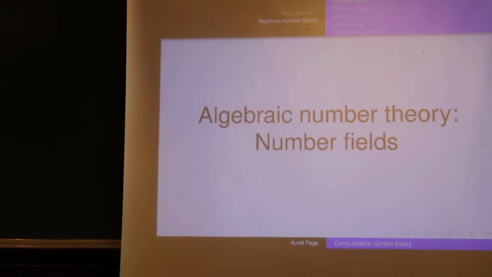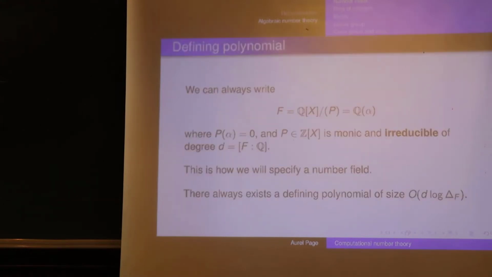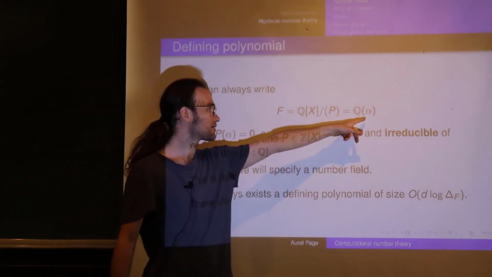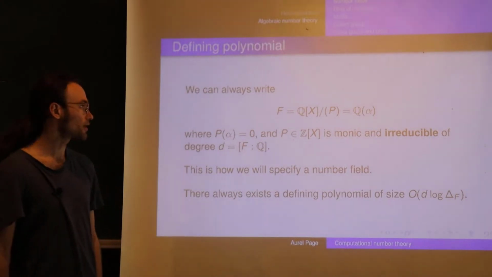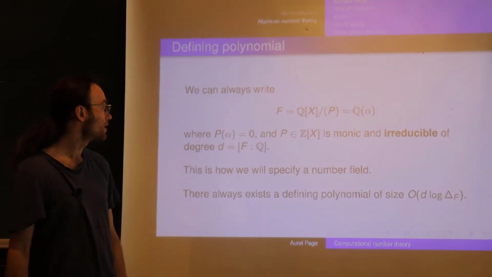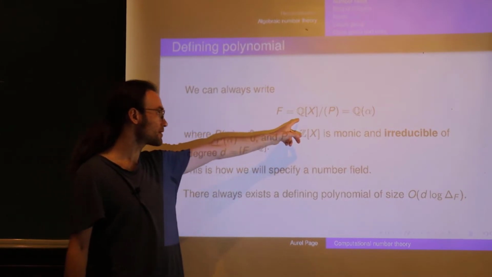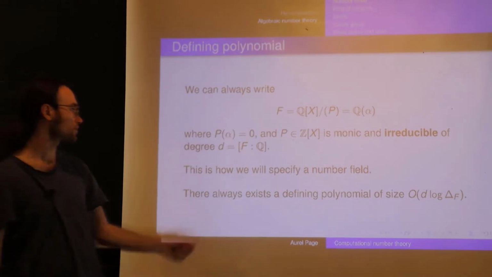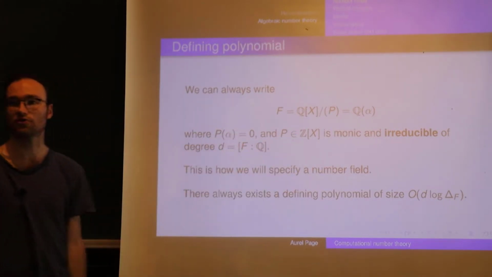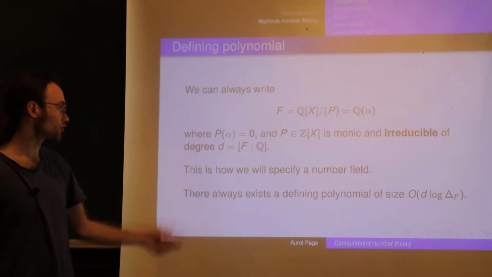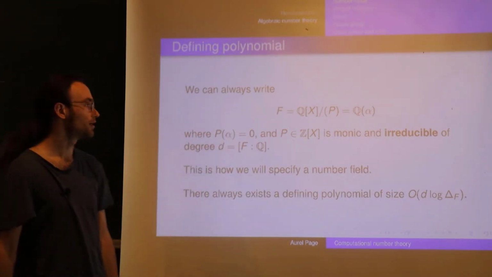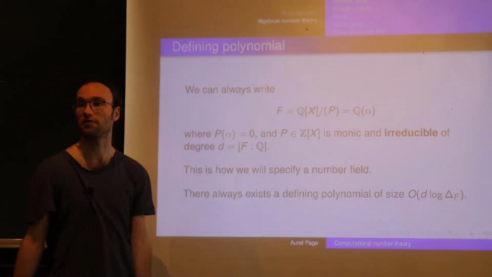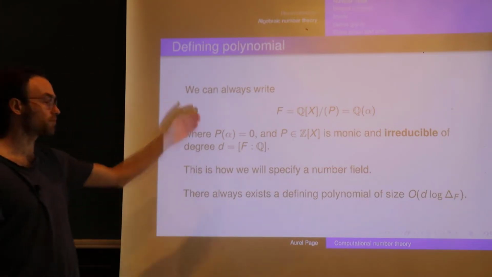Okay, so first a few operations about number fields. We can always choose a single element that generates the number field over Q. That's called the primitive element theorem. And so every number field can be represented as polynomials modulo P, where P is monic irreducible, and we will take it to have integer coefficients, that will be convenient, and of degree equal to the degree of the number field. Every number field can be written this way, and if you choose a P like this, this is a number field. Okay, so I'll call this P a defining polynomial.